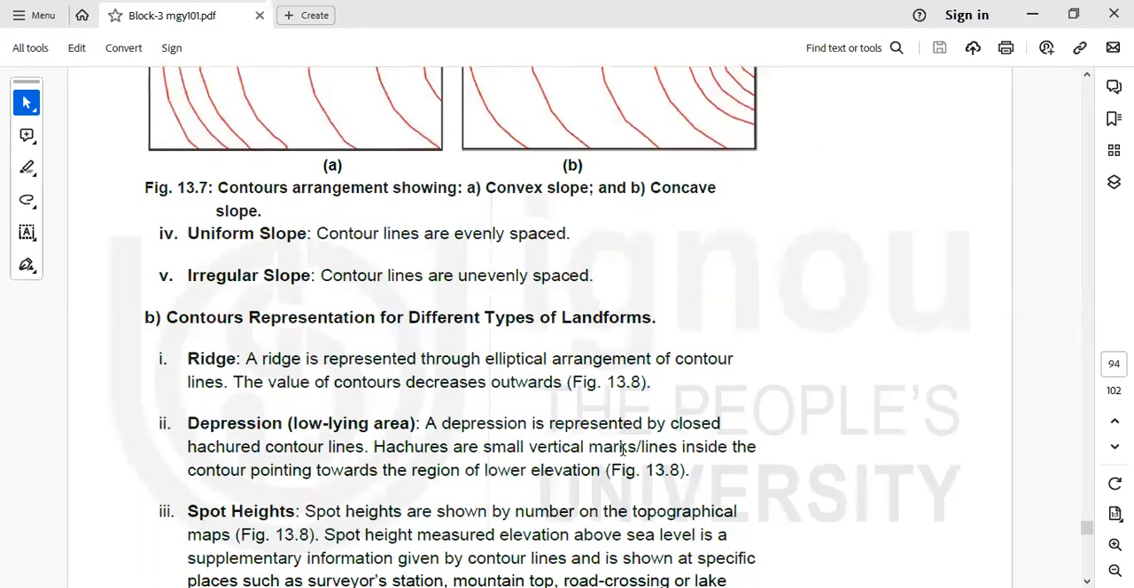Now we have uniform slope. In case of uniform slope, contour lines are evenly spaced. You will get evenly spaced contour lines. For example, there is regular arrangement of the contours. So such type of the contours indicates a uniform slope. And in irregular slope, the contour lines are unevenly distributed or spaced. And such type of arrangement indicates irregular slope.